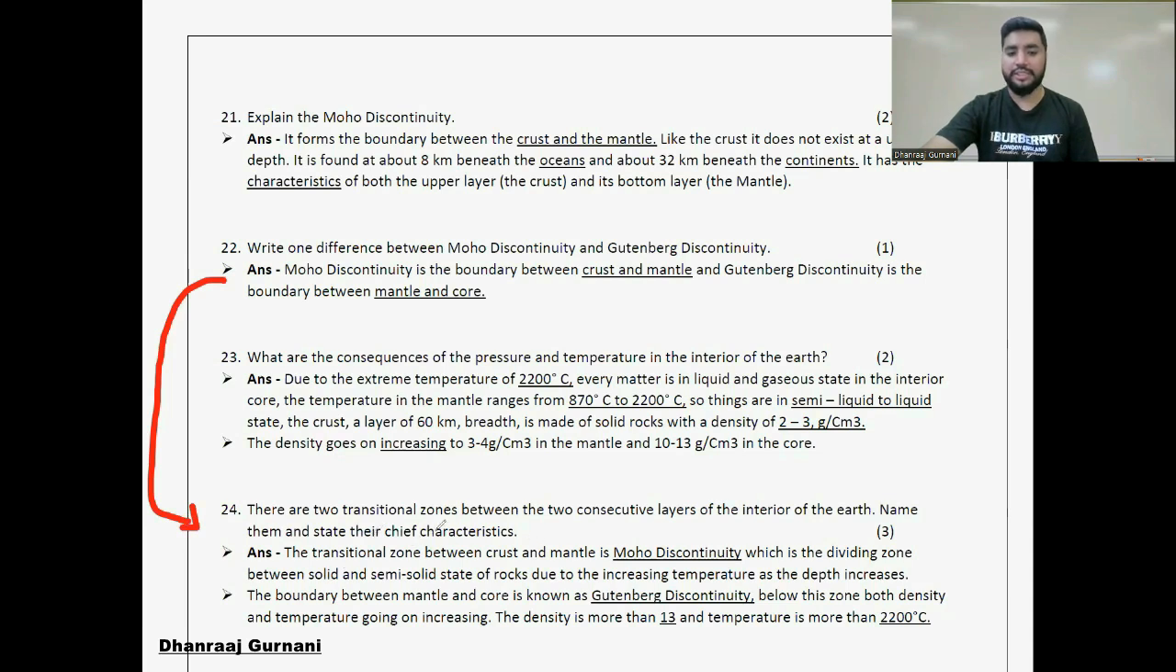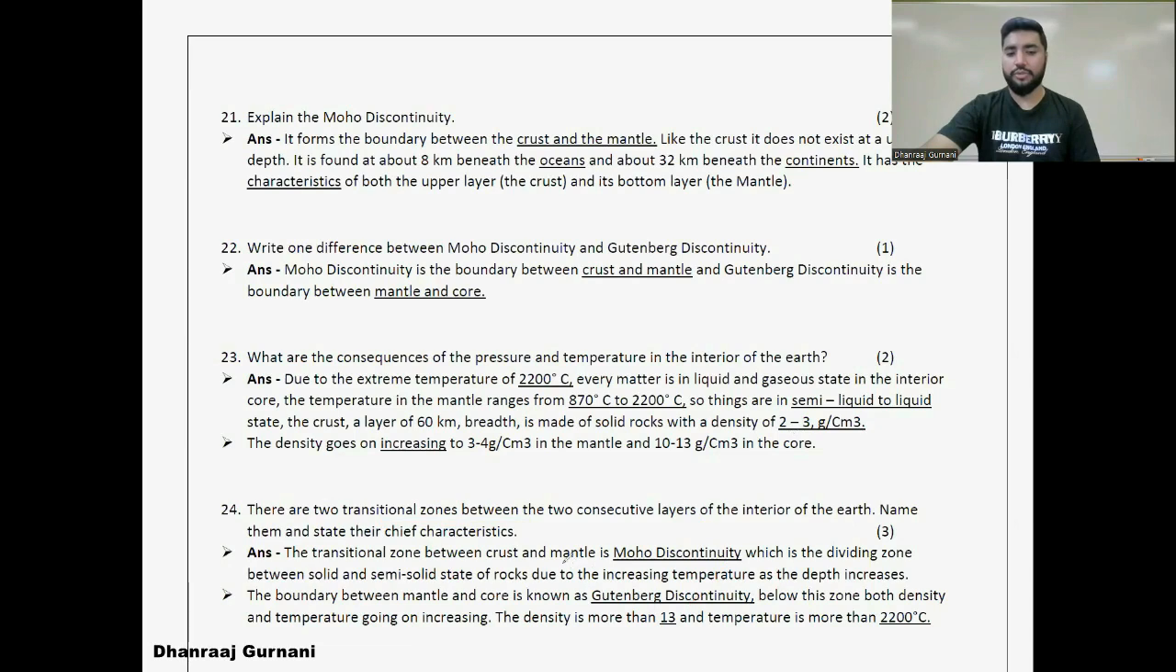There are two transitional zones between two consecutive layers in the interior of the Earth. Name them and explain their characteristics. So here as well, we are speaking about the Moho discontinuity and the Gutenberg discontinuity. These are the two transitional zones. They tell you the transition between core, mantle and crust.